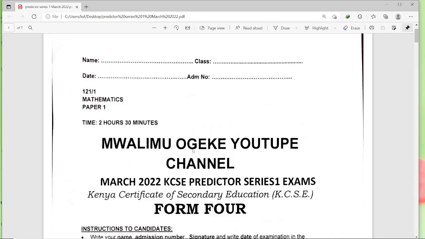This is March 2022 KCSE Predictor Series 1, Paper 1 Mathematics. I have just done the prediction for Section A first. I'll do Section B on another day. Follow this tutorial up to the end so that you are able to see the predictions that I've made, and also be able to follow such questions and do related questions in preparation for the KCSE 2021 candidates that will be done in March 2022.